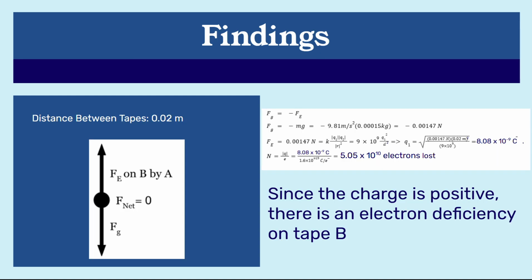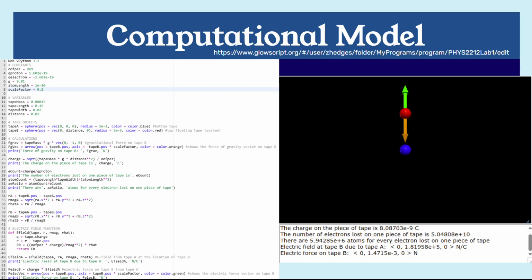Performing some calculations, I found that the charge of the tape was 8.08 times 10 to the negative 9th coulombs, and the number of electrons lost was 5.05 times 10 to the 10th electrons. For my computational model, I set my conditions to be the same, and I found the charge and number of electrons to be the same as I found in my calculations.